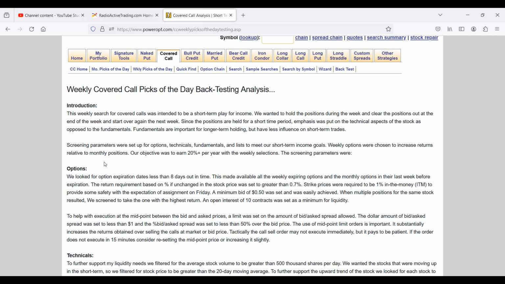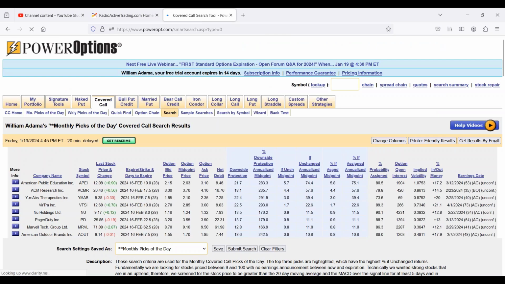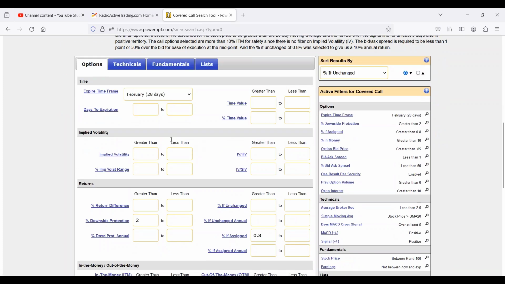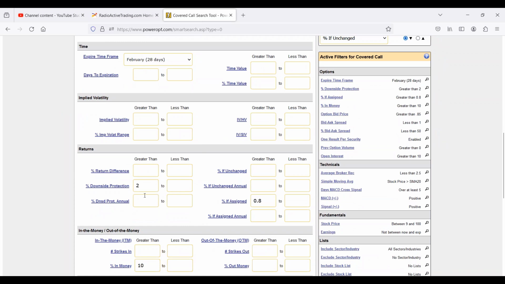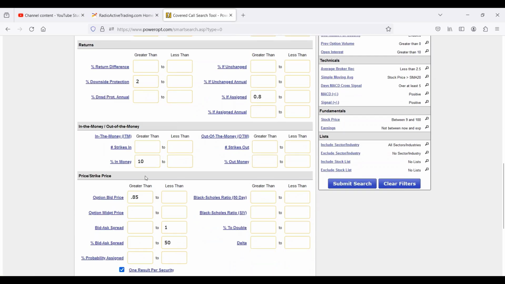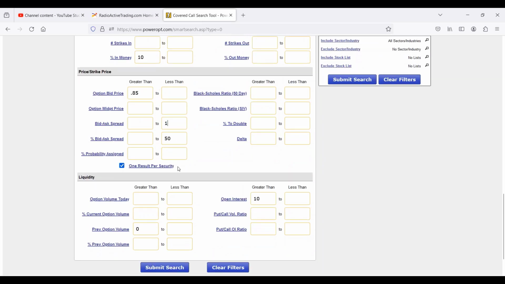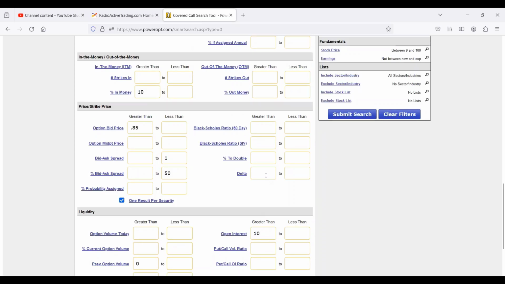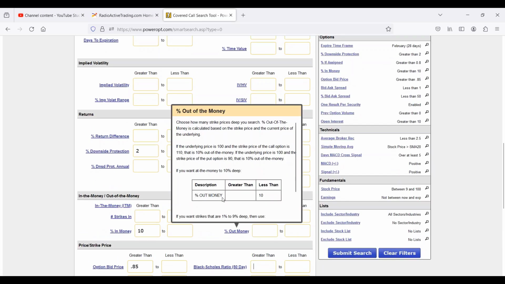covered call criteria for the weekly series and for the monthly series, using the vast array of technicals and fundamentals that we can use in the covered call screen. Naturally, days to expiration, but time values, implied volatility, focusing on highest percent if assigned, what type of downside protection, range in or out of the money, minimum bid price, limiting the bid-ask spread, open interest. Was delta a factor? Was the percent to double a factor? The Black-Scholes ratio, searching for overvalued or undervalued options.